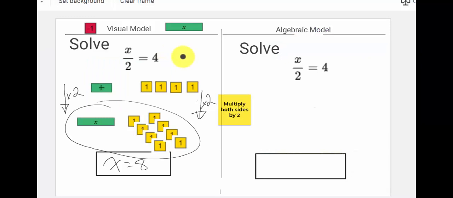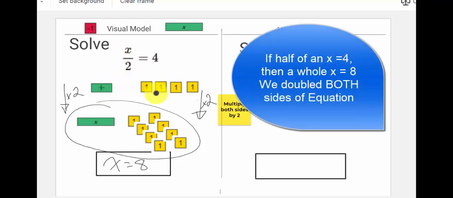Now I'm here where I can write on stuff as well. And so I had half of an x is equal to 4. That's x divided by 2, or half an x. It's the same thing. If half x equals 4, then we can intuitively see that a whole x would equal 8, right? We doubled it because instead of just half an x, we're going to have a whole one. Same thing on the algebraic side.